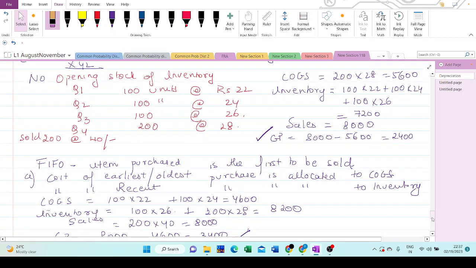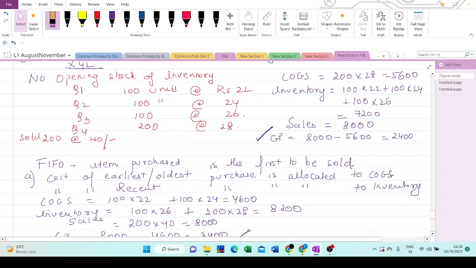Can you tell me? Because COGS will be higher. Yes, because the cost of the most recent purchase is allocated to COGS in LIFO, and since during a period of rising prices the most recent purchase would come at a higher cost, naturally COGS would also be higher. So since COGS is higher, gross profit will be lower. Please understand this.